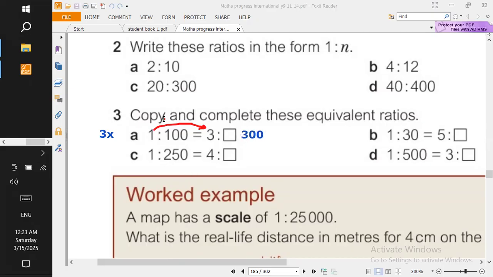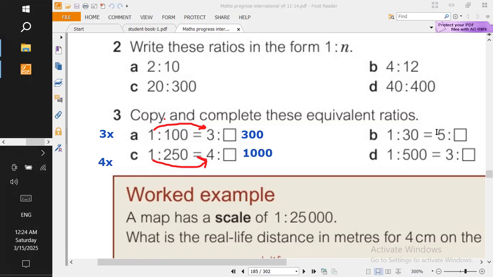So basically, I check what happened to one of the ratios by multiplying, and then I do the same for the other ratio. Here, the 1 became 4. How did the 1 become 4? Very good, by multiplying by 4. And because I multiplied by 4, I have to multiply 250 by 4. So this one will be 1000. Very good. Same idea to all of them.